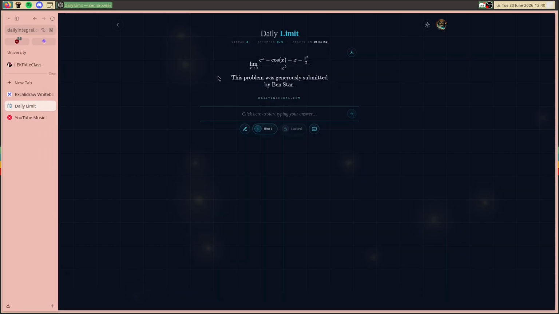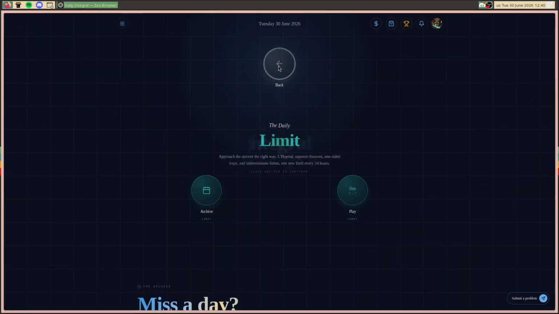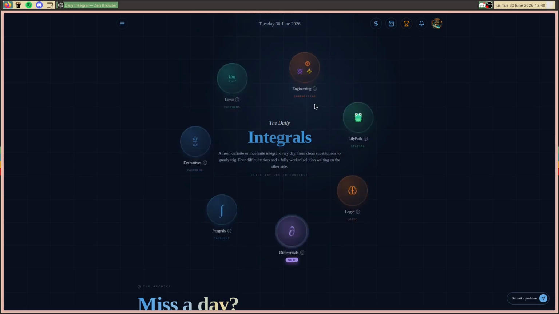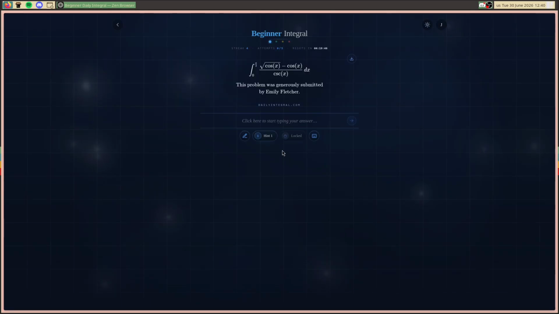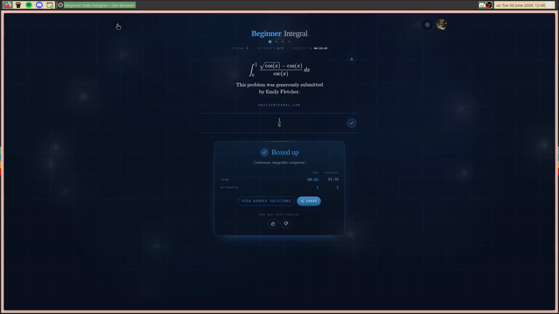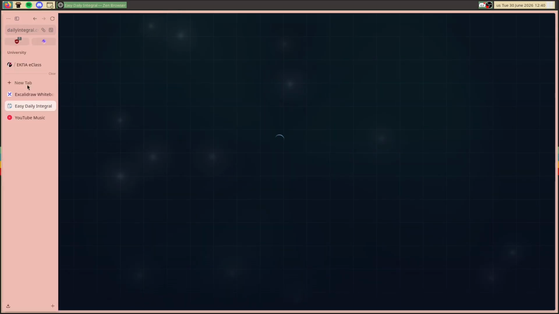And let's check this out on the beginner integral. The answer is 1/6. Yes. Okay, moving on to the easy.